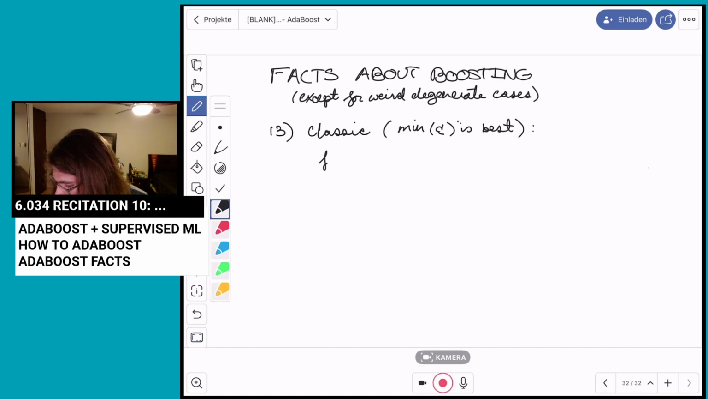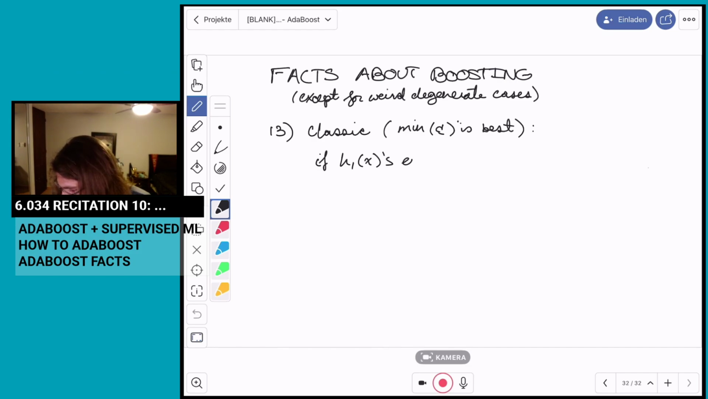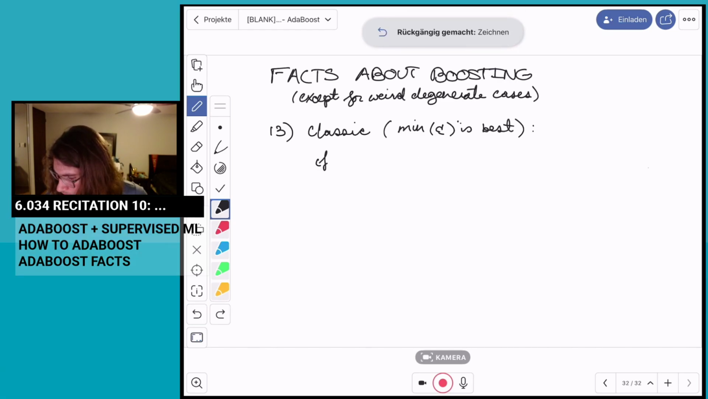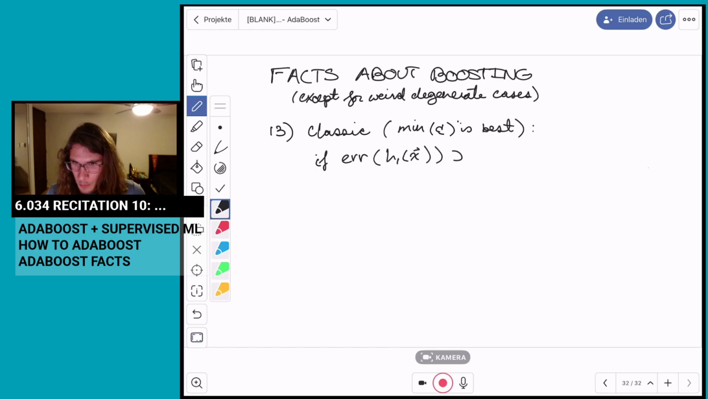So let's say you're doing that. If the errors of h1 of x are a strict superset of the errors of h2 of x. I think writing them mathematically is going to be a little bit easier. Let me write this a little bit more clearly. Let's say this is the set of errors committed by h1 of x, and let's say that's a strict superset of the errors committed by h2 of x.